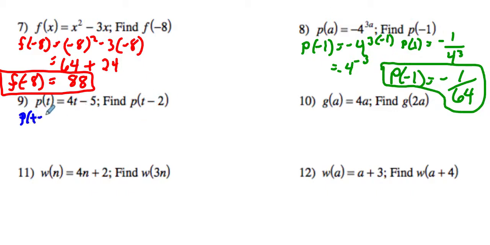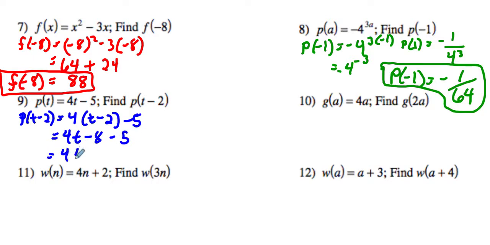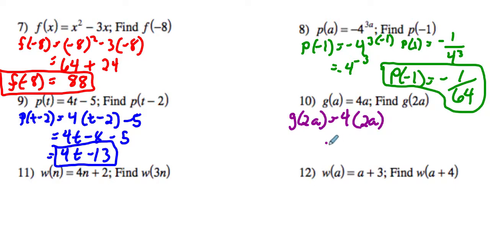Okay, p of t minus 2, replace every t with t minus 2. Do my distributive property, combine like terms. I end up with p of t minus 2 is 4t minus 13. Okay, 10, replace every a with 2a. Simplify down, g of 2a is 8a.